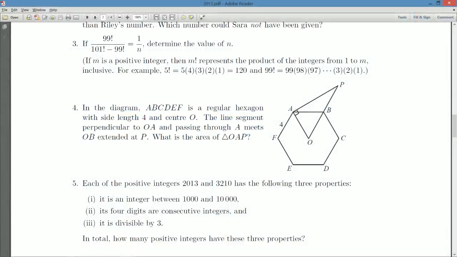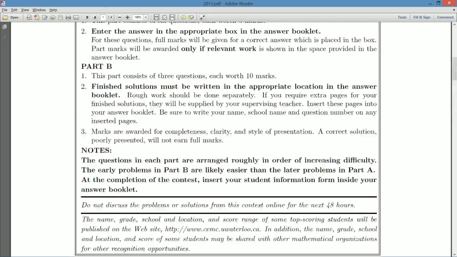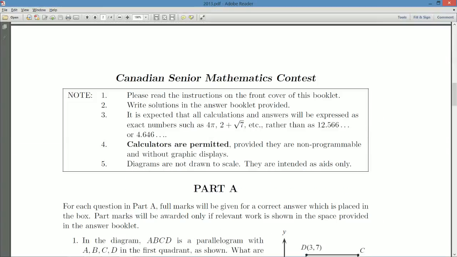Because here's our question. If we were to scroll up and read all the stuff that you should be reading before you try these contests, calculators are permitted, so that's not a problem, but it's expected that all calculations and answers will be expressed as exact numbers, such as 4 pi, or 2 plus root 7, rather than in decimal forms. So if we don't write sine of 120 as root 3 over 2, which it is, and use its decimal of 0.866 whatever, we could lose marks in our final answer, because it would be in decimal form rather than an exact form.